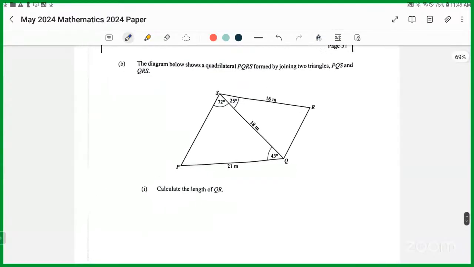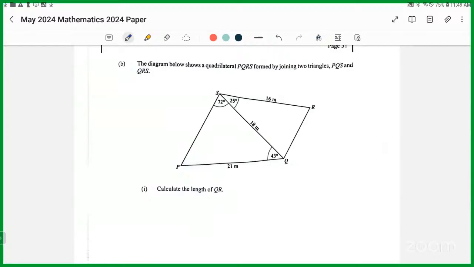The diagram below shows a quadrilateral PQRS formed by joining two triangles, PQS and QRS. So we have this triangle and this triangle. None of them are right angle triangles, so we cannot use Pythagoras in any of them. You have to use the sine rule or the cosine rule in either of them that we're working in.